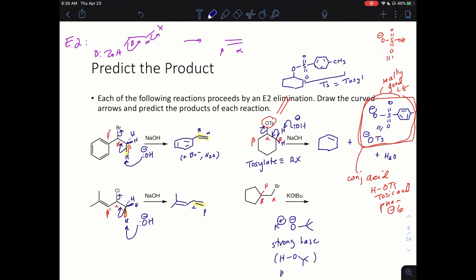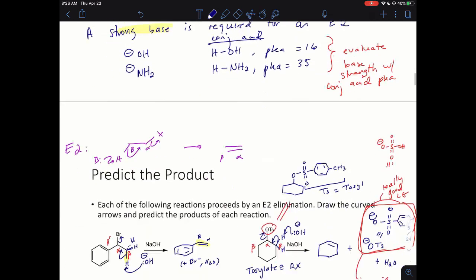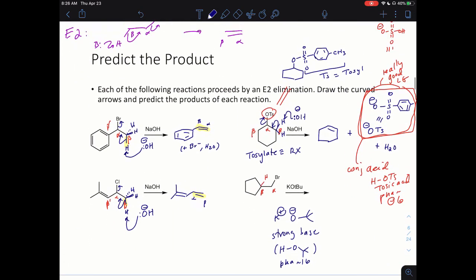We can think about the conjugate acid of t-butoxide. It's an alcohol, so it has a pKa of about 16. So that tells us conjugate acid strength 16 and greater will be a good base for E2. So t-butoxide is a good base. I'll leave it at that. And then from here, we're going to see it deprotonate the beta carbon. So let's go ahead and show that.